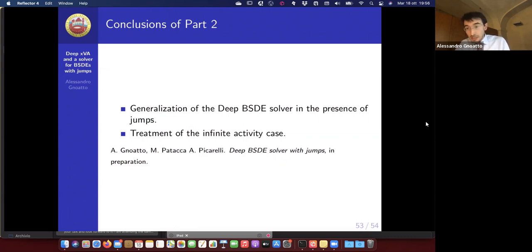We have a preprint on which we are working. We are finalizing the details. We should post it on the arXiv in the next couple of weeks, hopefully.